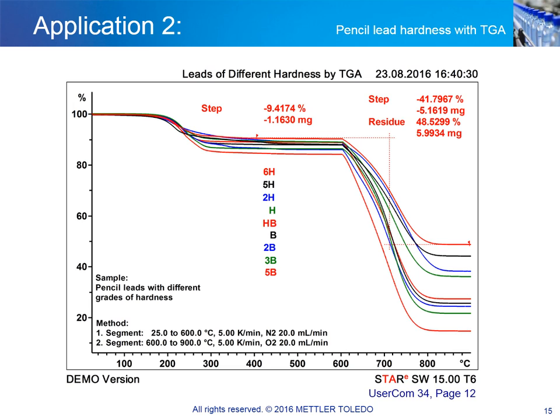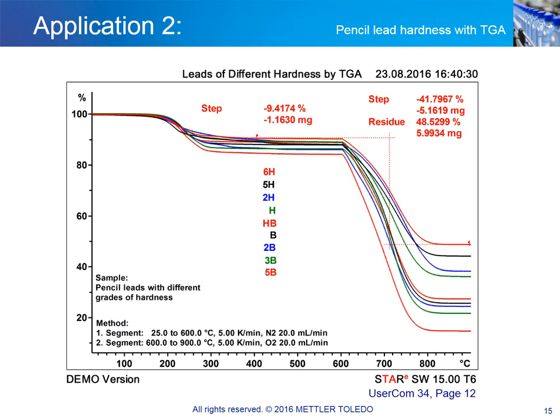Since the hardness of the pencil leads is due to the amount of clay, the hardness can easily be tested by measuring the inorganic clay residue with thermogravimetric analysis. Different hardness pencil leads were measured in an inert atmosphere up to 600 degrees Celsius, and at this temperature the gas was switched from nitrogen to oxygen and heating was continued to 900 degrees Celsius.